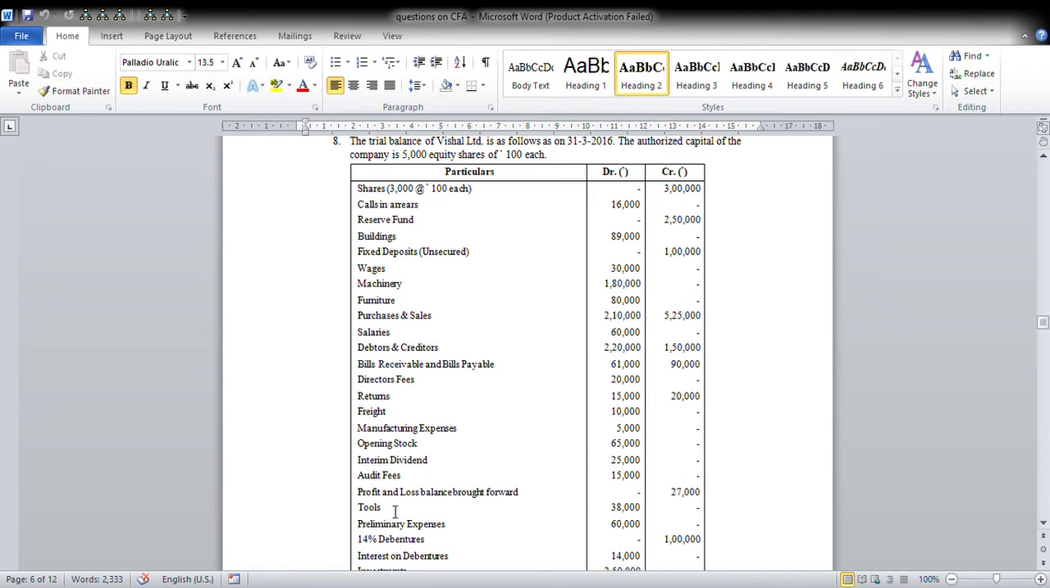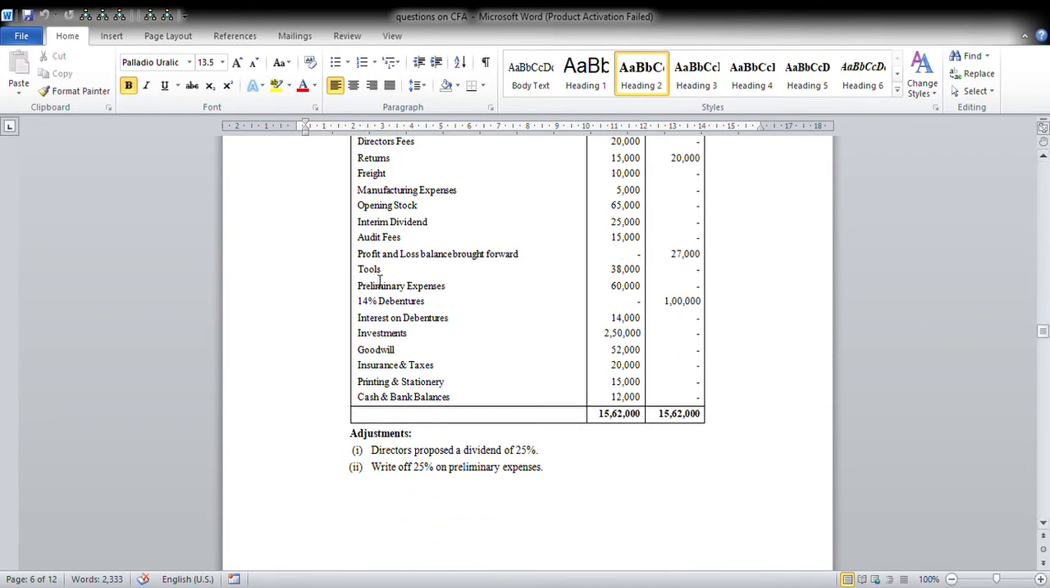Then we have the P&L loss balance brought forward. So this profit and loss account balance, which is from the previous year, will be shown under the reserves and surplus. So show this as an opening balance. Then followed by we have the tools. So the tools is a part of the tangible assets. So show this under fixed tangible assets. Then we have the preliminary expenses. So here the preliminary expenses is showing an amount of 60,000. So show this amount under other non-current assets under the group called non-current assets in the balance sheet.